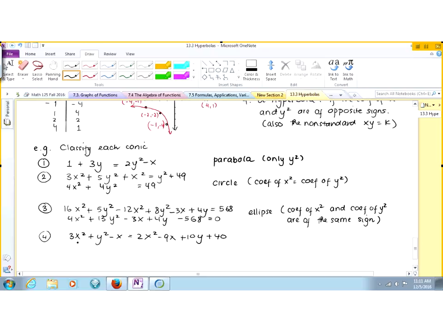So what is this? Is this x squared plus y squared? So we subtract everything, right? And then minus plus 8x minus 10y minus 40 equals 0. So what type of equation is this? What equation is this? Ellipse? Why is it an ellipse?